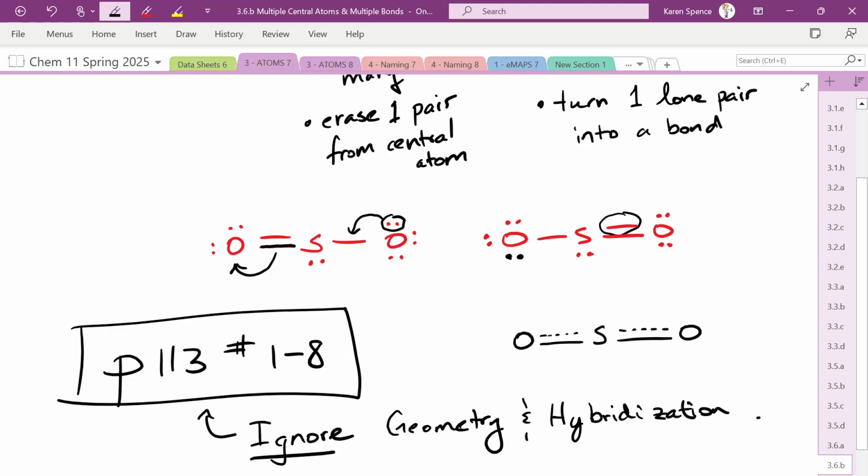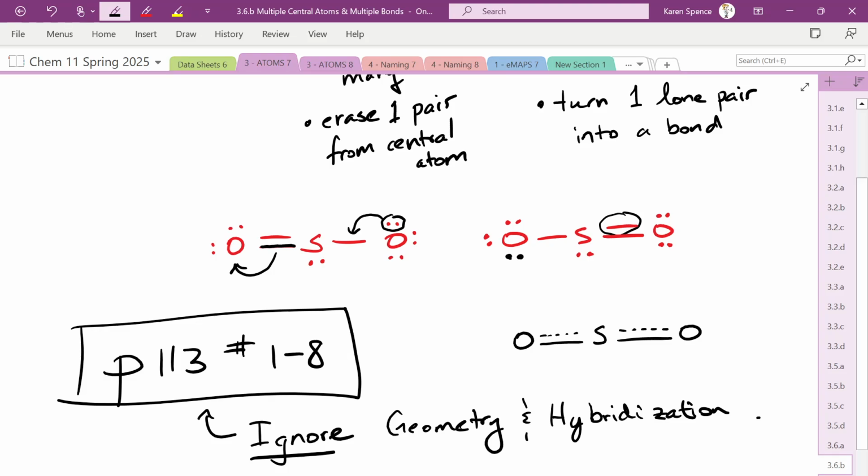Okay. What that means is that now in step 5, we're going to erase 2 pairs, 2 lone pairs from the central atoms. You could do them both from 1, or you can do them 1 each. I'm going to do 1 each just because I like symmetry, but you could do both of them from here.